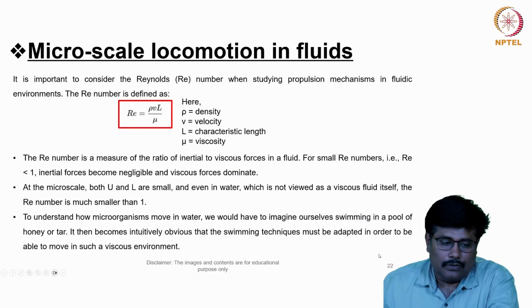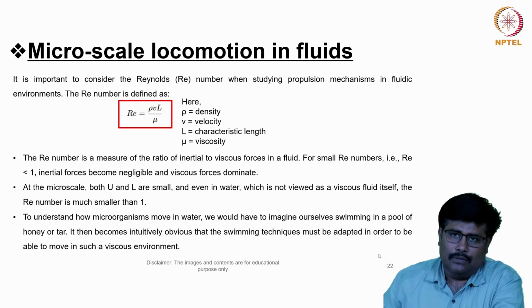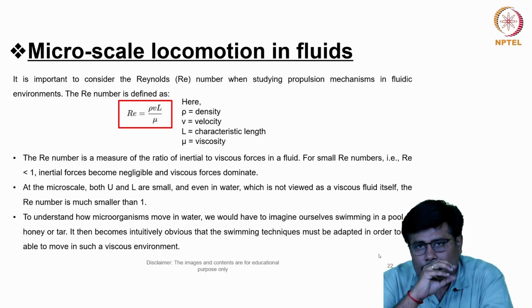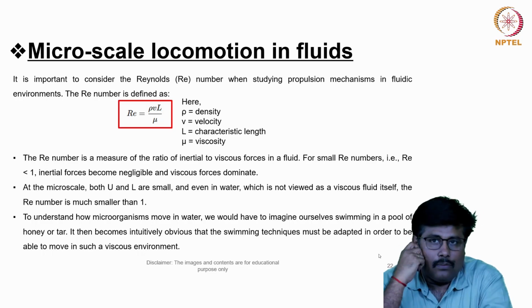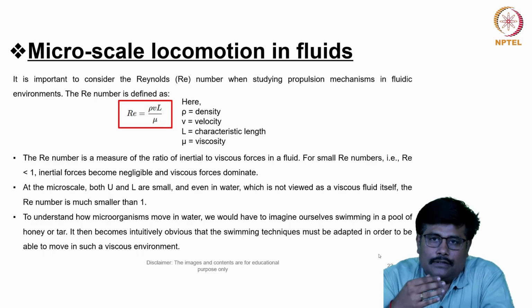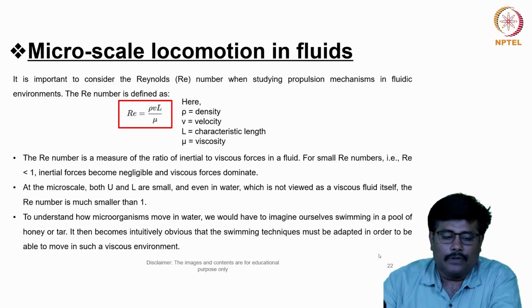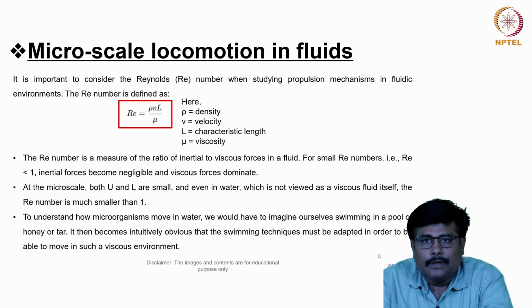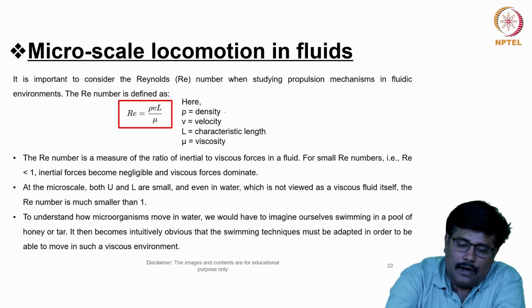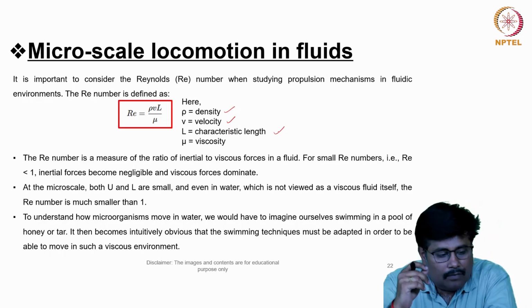As far as micro scale locomotion is concerned, before going into the magnetic based micro robots, there is a need to understand the phenomenon behind micro scale locomotion in fluids. In this regard, it is important to consider the Reynolds number when studying the propulsion mechanism in a fluidic environment. The Reynolds number is defined by the density, the velocity, the characteristic length, as well as the viscosity.